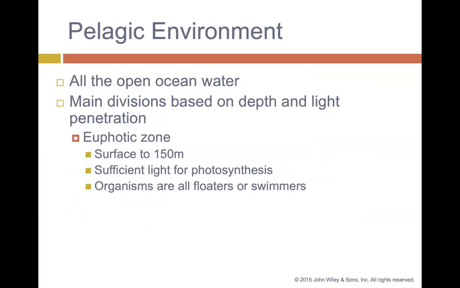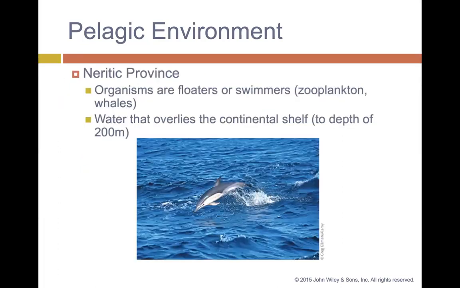The main divisions are based on depth and light penetration. The euphotic zone is the surface to about 150 meters in depth, and this has sufficient light for photosynthesis. So all the organisms are floaters or swimmers in this zone. In the neritic province, all the organisms are still floaters or swimmers, like zooplankton and whales. This is the water that overlies the continental shelf to a depth of 200 meters.